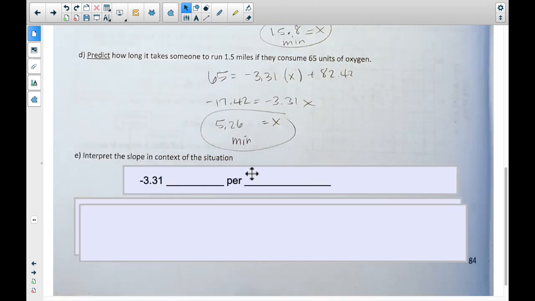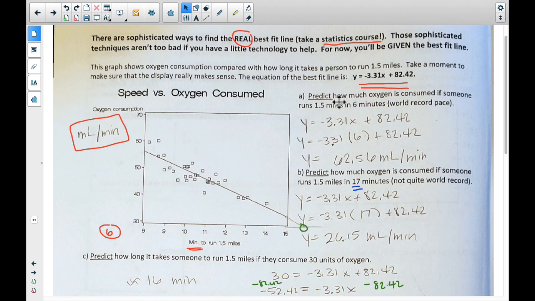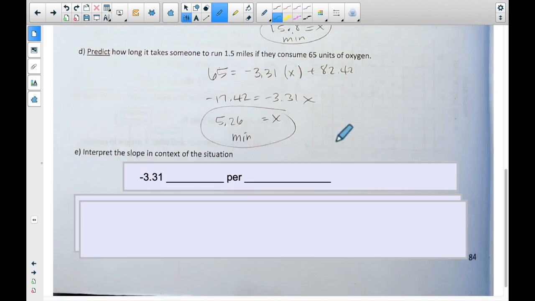Okay, but another important thing is slope. And in our equation, let me go back up to the top. In our equation, our slope is negative 3.31. And this question is, what does that slope mean? Remember, we're talking about rise over run. Rise, oxygen; run, minutes. And so when we talk about that, we say negative 3.31 oxygen per minute. That doesn't really make sense. What does that even mean?